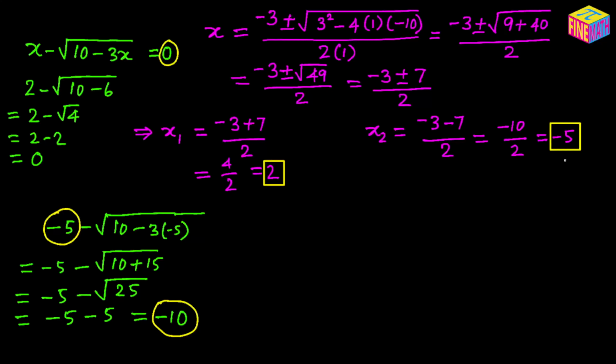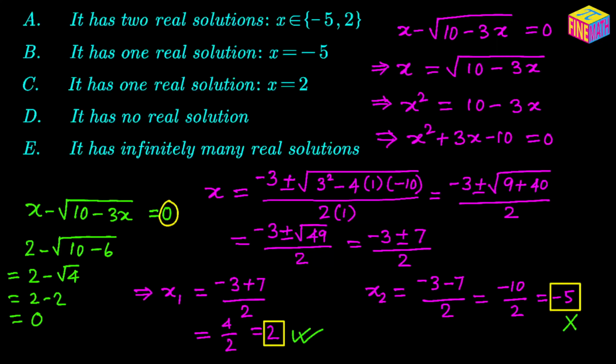So I am going to put a cross mark right here that this value must be discarded, but the positive 2 value will work. So essentially this equation has only one solution, which is the positive 2. So now let's take a look at our answer options. In our answer options, we see that x equals 2, that is under option C. So option C should be the correct option.